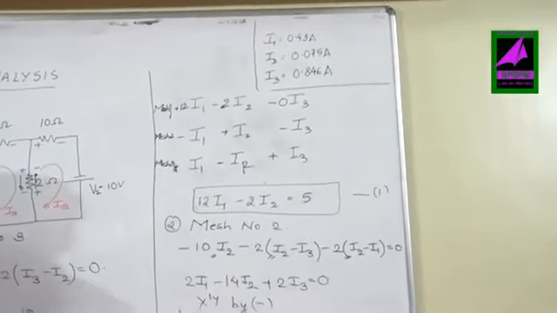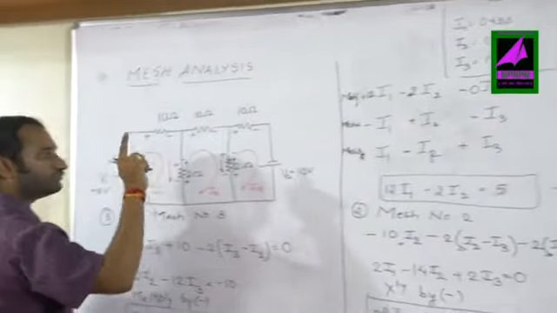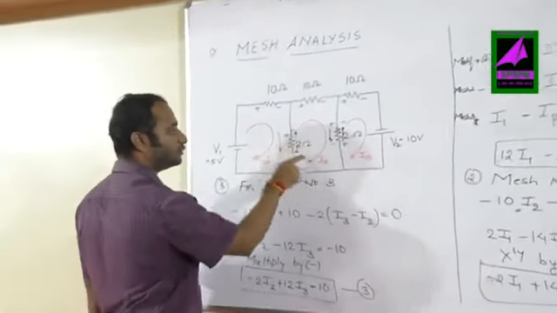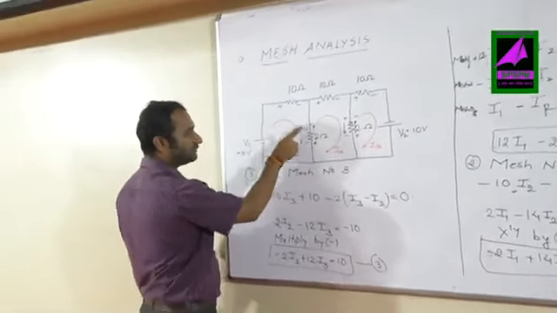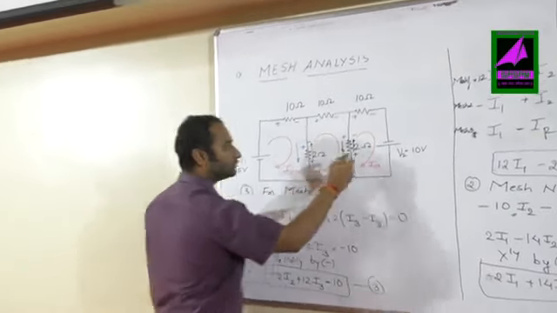Similarly, try for equation number 2. The current I1 flowing in mesh number 2 is only through this 2 ohm resistor. Current I1 flows only through the 2 ohm resistor, so this becomes 2.